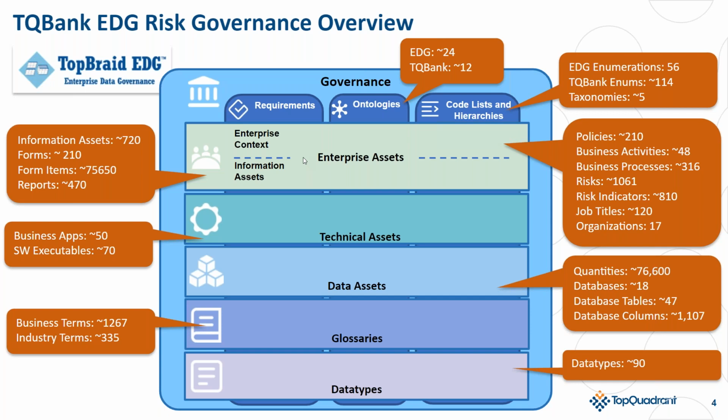Then we can get into data assets. What specific quantities, databases, database tables, and columns are used for risk? How do those tie to business terms or industry terms? And then finally, right down to the different data types that we're using. So at a high level, when you look at the different types of assets related to risk, we're going to demonstrate all of this today. With this, I'm actually going to pass this over to Ralph to do a quick overview of what we want to show today.